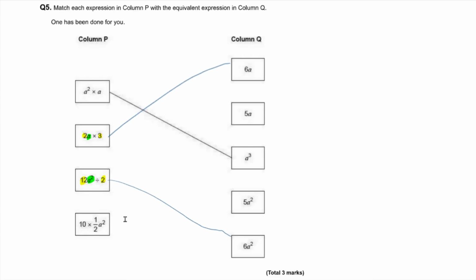And finally, 10 times a half a squared. So I've got my a's here and I've got my number parts. So 10 times a half. I'm going to multiply the 10 and a half together. That gives me 5. 5a squared then altogether. It's that one over there. Okay? And then this 5a is left over. It's got no one to join up with.